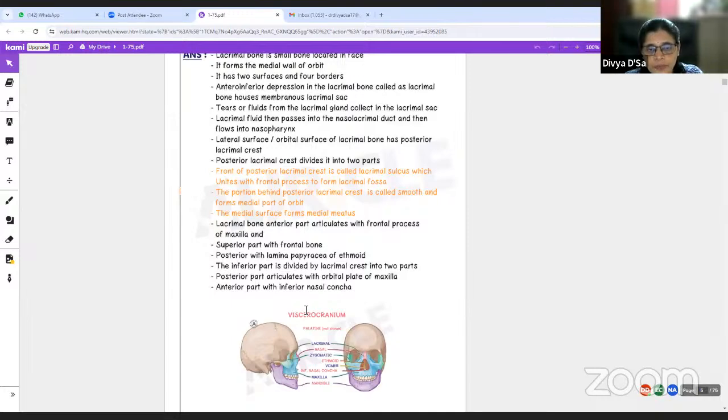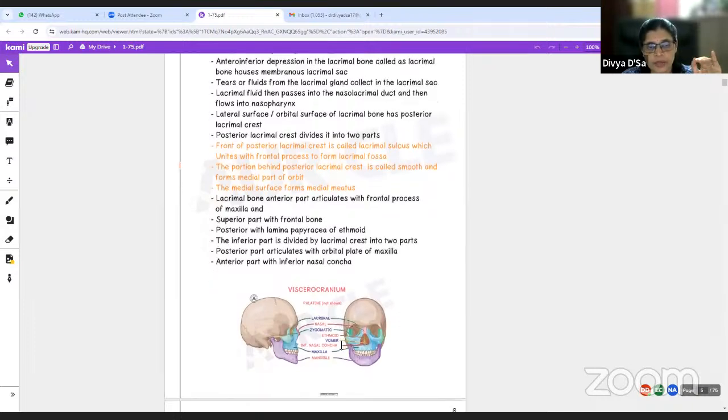So the anterior part of the lacrimal bone will articulate with the frontal process of maxilla, and the superior part will articulate with the frontal bone, as well as the posterior part with the lamina papyracea of the ethmoid. The inferior part is divided by the lacrimal crest into 2 parts. The posterior part will articulate with the orbital plate of maxilla, and the anterior part will articulate with the inferior nasal concha. The inferior nasal concha is the last turbinate which we see in the lateral wall of the nose. So that is about the lacrimal bone.